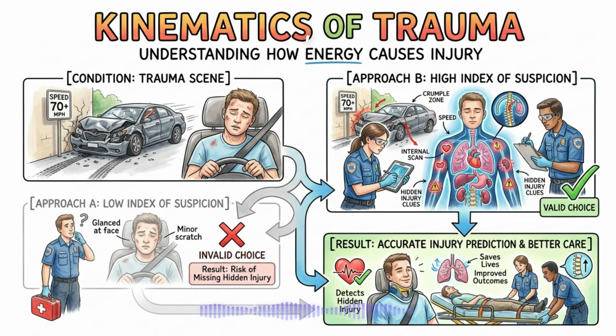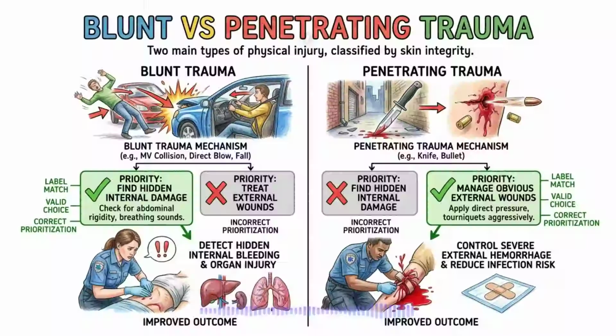To effectively treat a trauma patient, you must first understand the kinematics of trauma, which is the study of how energy transfers through the human body during a collision. By closely examining the mechanism of injury, such as the speed of a car crash or the height of a fall, you can predict the types of hidden internal injuries your patient might have sustained. The NREMT exam will constantly ask you to use these clues, expecting you to maintain a high index of suspicion for severe injuries, even if the patient looks perfectly fine on the outside.